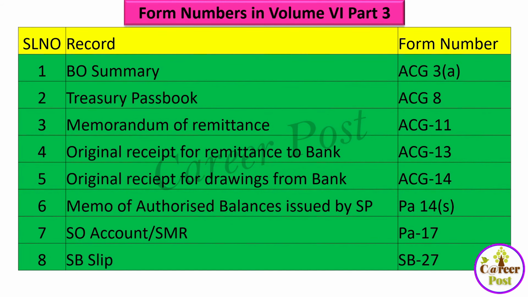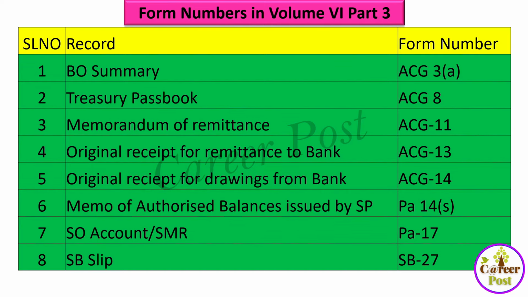Let us see the form numbers in Volume 6 Part 3 that are useful for the PA examination. They may ask these form numbers also, such form numbers in the revised Volume 6 Part 3. First one is the BO summary. It is ACG 3A. I have arranged them in the sequence order of serial number so that you can easily remember them. BO summary is ACG 3A, and Treasury Passbook.